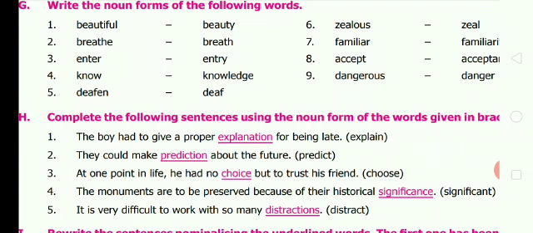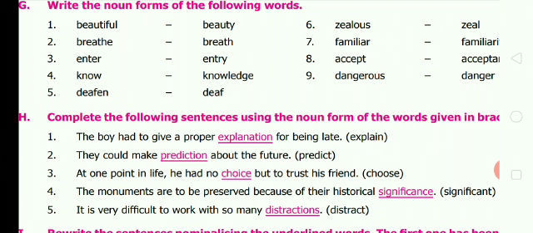Complete the following sentences using the noun form of the words. Okay. First one. The boy had to give a proper explanation for being late. See, explain we have P-L-A-I-N, but in explanation I is left out. Okay. E-X-P-L-A-N-A-T-I-O-N.